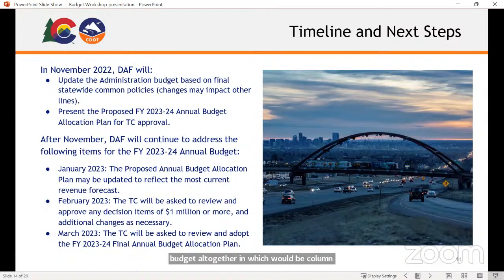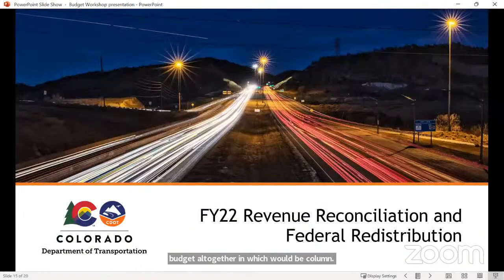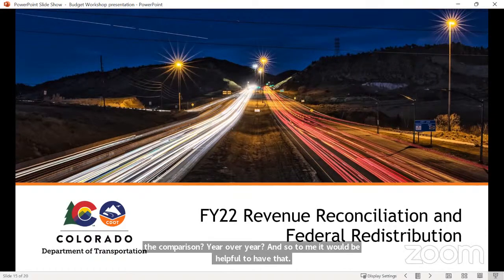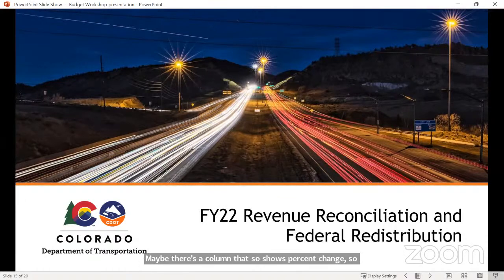Okay, because that's what I was trying to do, look more at the comparison year over year. To me, it would be helpful to have maybe a column that shows percent change, because I was trying to do the math, and this one's going up and this one's going down. So looking at this in the future, it would be helpful to have that comparative difference.